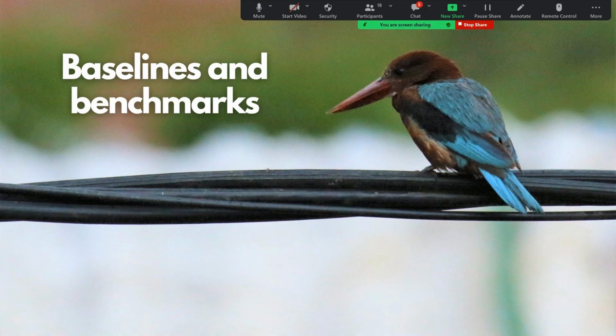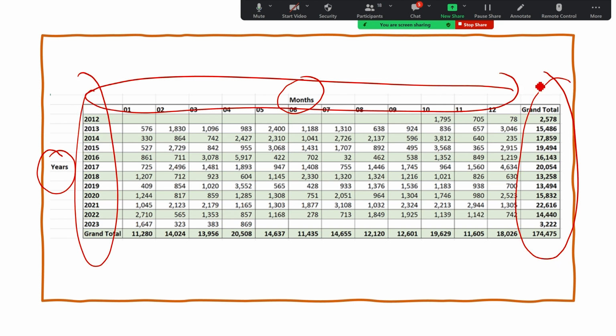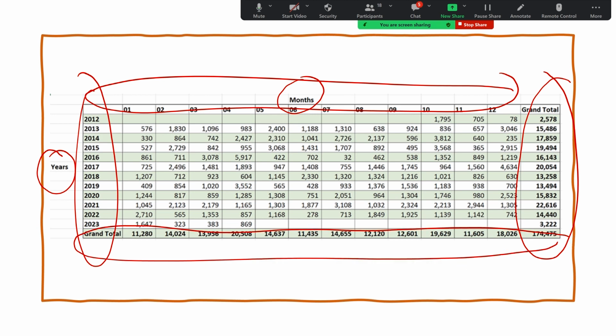Next topic, baseline and benchmark. If you're looking at data, reference points, analysis, and insights, and you want to get a sense of how something compares with respect to a baseline or a benchmark, how do you set those baselines and benchmarks? In this specific instance, this is our FTC data set. This is sales information done on a month and year basis. This is by year, this is by month, this is total sales for a given year, this is total sales for a given month across the 12-year period.